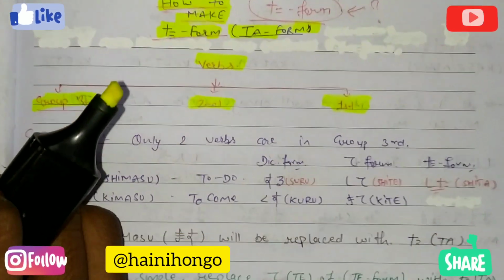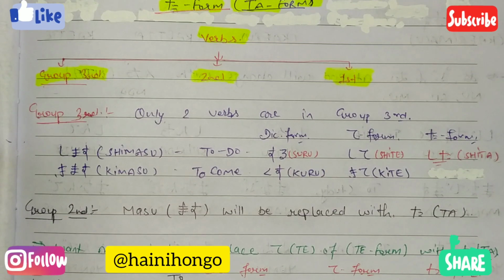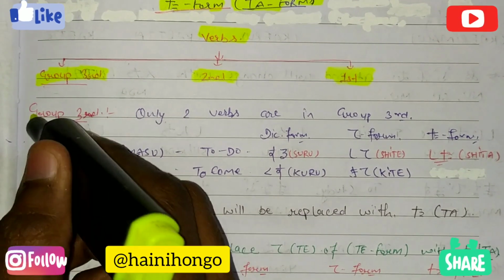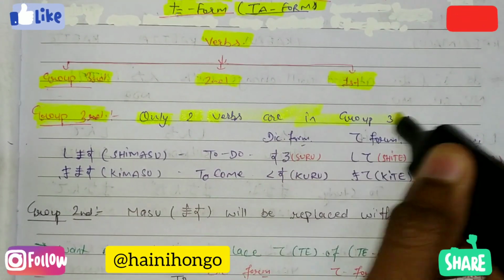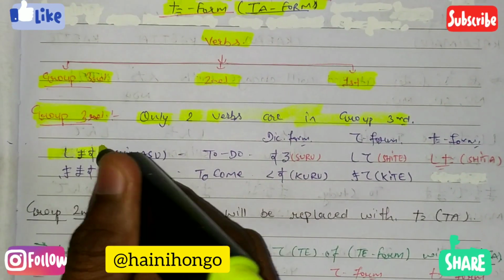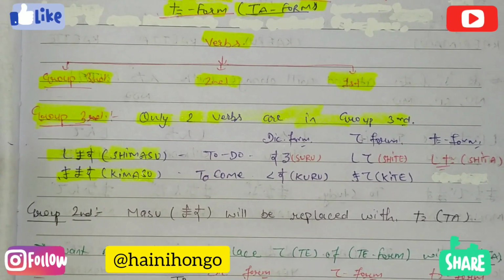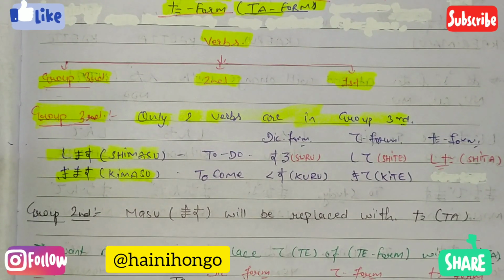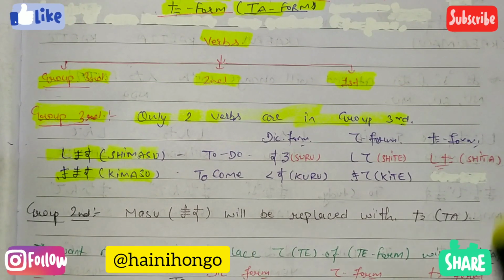So let's come to group third. We all know that there are only two verbs in group third. You guys can take a snapshot as well. The first one is shimasu and the second one is kimasu. For shimasu and kimasu, the dictionary form, te form and ta form are all fixed.